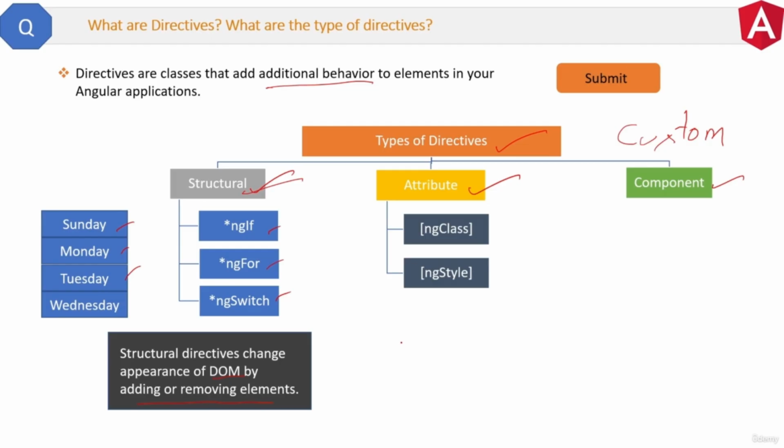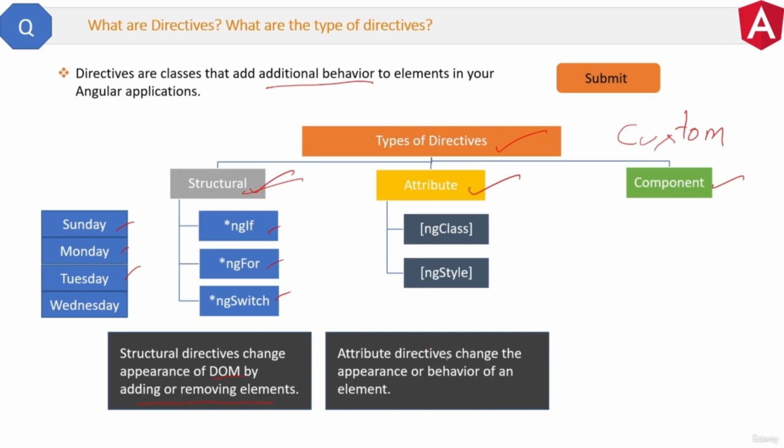Now, attribute directives. The definition of attribute directive is: attribute directives change the appearance or behavior of the element. The color change submit button example I gave above is an example of attribute directives only. ngClass and ngStyle are the types of attribute directives, which I will discuss in detail in upcoming questions.